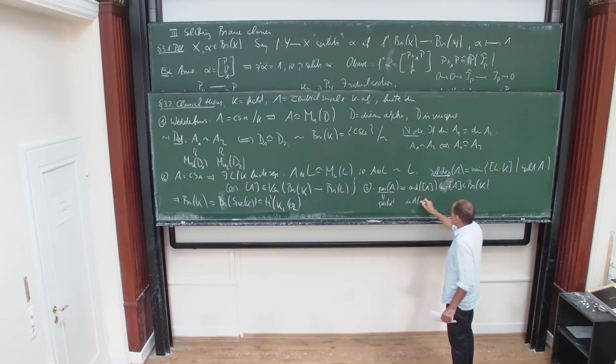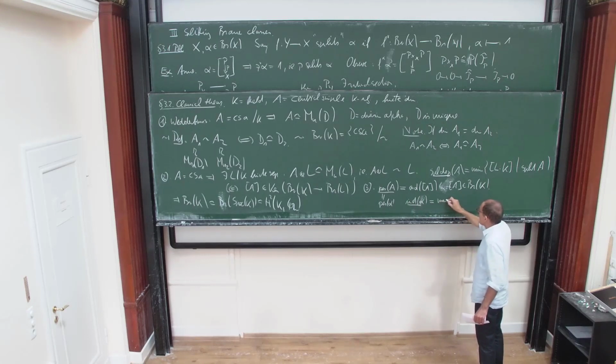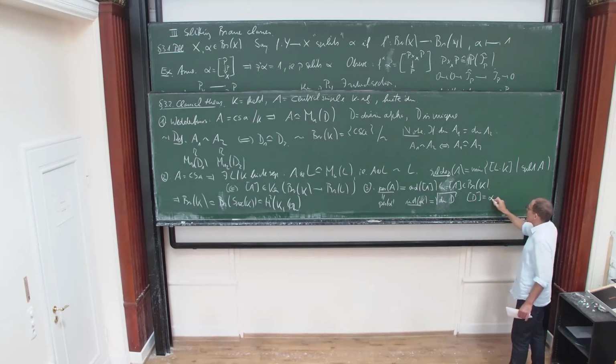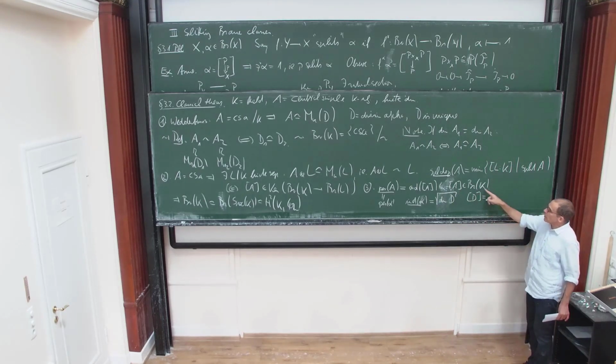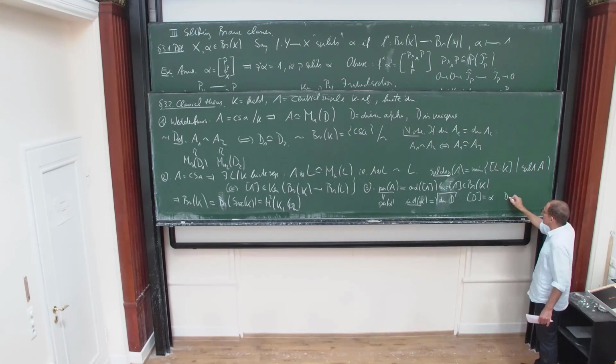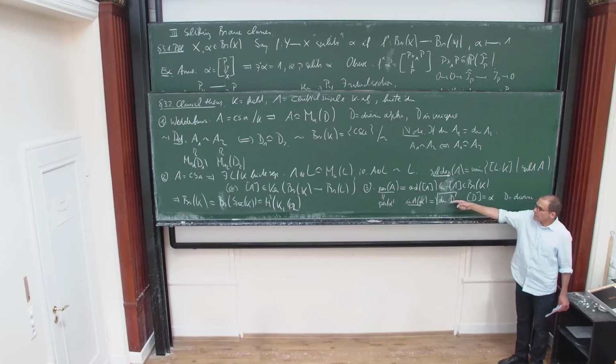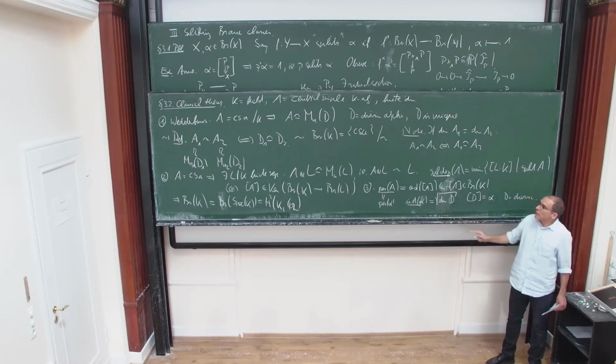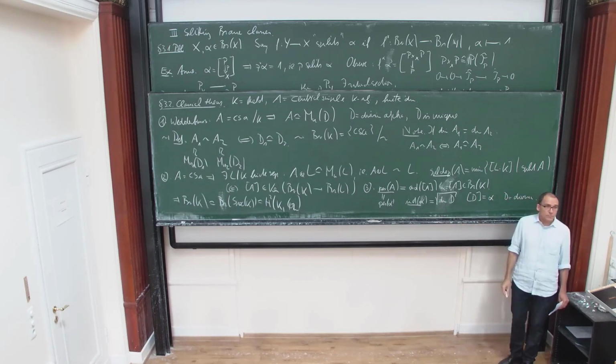And then there's the index of alpha. This is the dimension of D, and then the square root, where D is the division algebra representing alpha. Every class in the Brauer group is represented by a unique division algebra, and you take its dimension, which is always a square, and then you take the square root. Or in other words, it's the minimal degree of an Azumaya algebra representing alpha. Okay, so that's the definition.